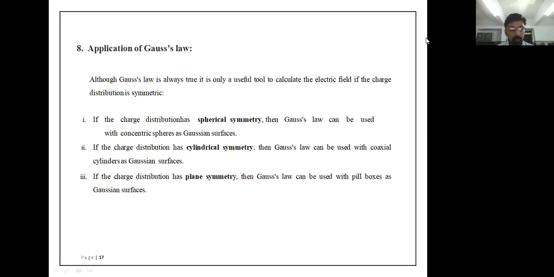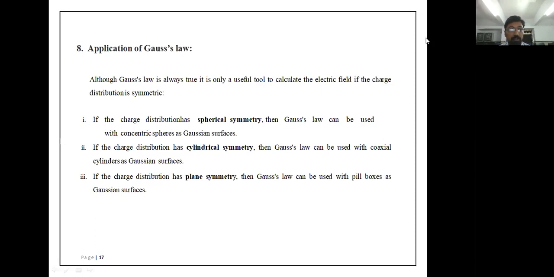Number one, if the charge distribution has spherical symmetry, then Gauss's law can be used with a concentric sphere as the Gaussian surface. So when the charge distribution is on a spherical surface, we can use spherical symmetry, and by using it we can find the electric field using Gauss's law.